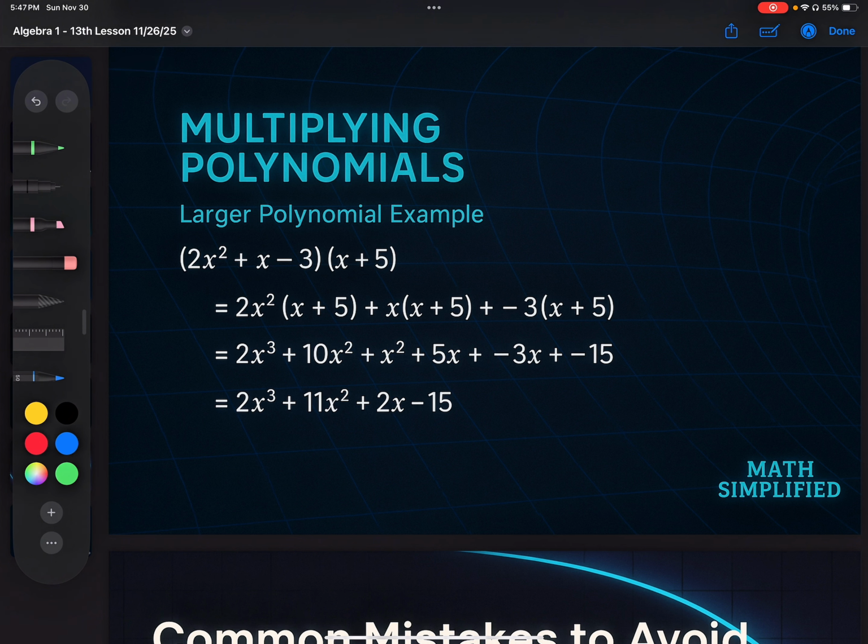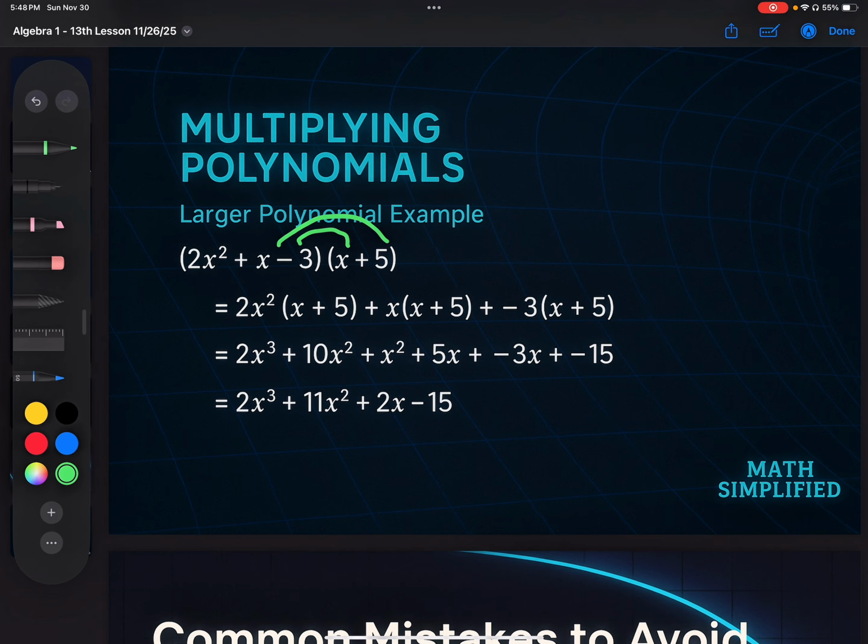Then here we have multiplying polynomials, a large polynomial example. Essentially, what I taught last time, we would have to distribute these terms to the other parentheses. So 2x squared times x, and then 2x squared times 5. Then we do the same thing with the x, and lastly, we do the same thing with the -3.